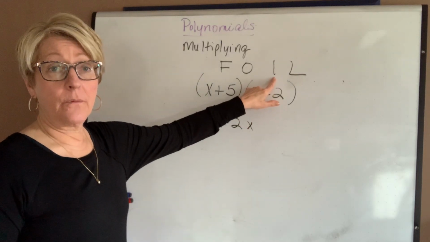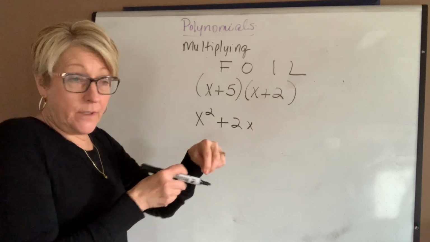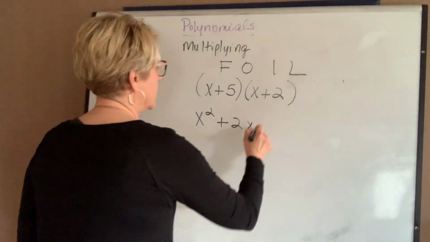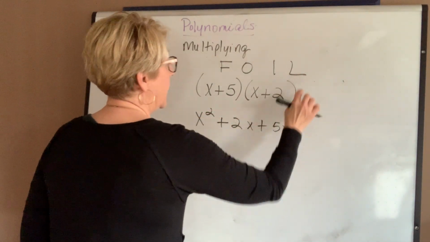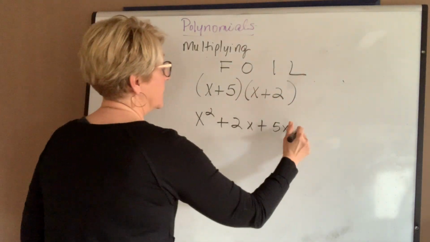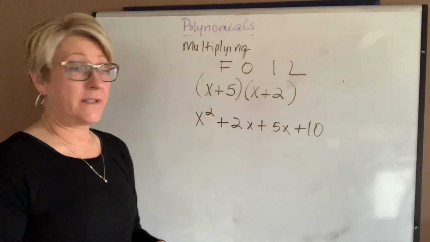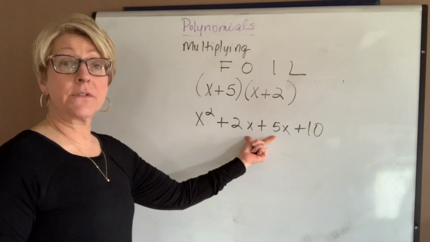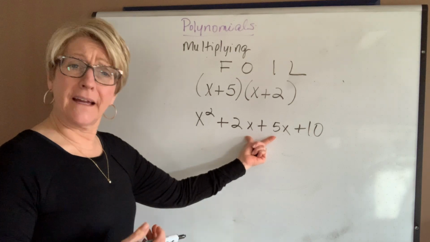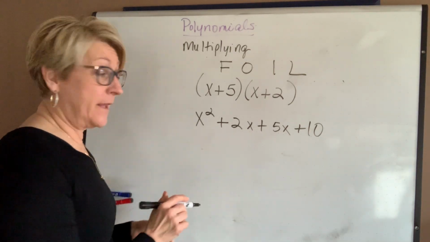Inner. What's the inner? The inner terms, the inside ones. 5 times x. And what are the last terms in each binomial? 5 times 2. And what I hope you notice is that these middle terms quite often will be like terms and we will combine them or add them together.